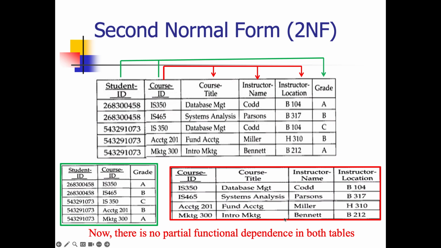Yeah, transitive, because these are non-key columns here. When I say instructor name determines its instructor location, if instructor name changes, its location also changes. So instructor location depends on instructor name, but both of these columns are non-key columns. They are not primary key. So in this case, this is a transitive.